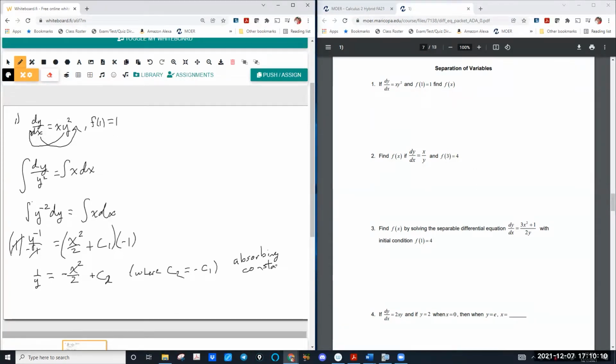You see this a lot in differential equations, because a lot of times we solve for the general solution first and then absorb the constant later. All right.